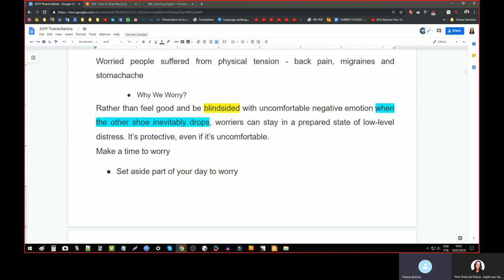And here I put this paragraph from the transcript. So rather than feel good and be blindsided with uncomfortable negative emotion when the other shoe inevitably drops, warriors can stay in a preferred state of low level distress. It is protective, even if it's uncomfortable.